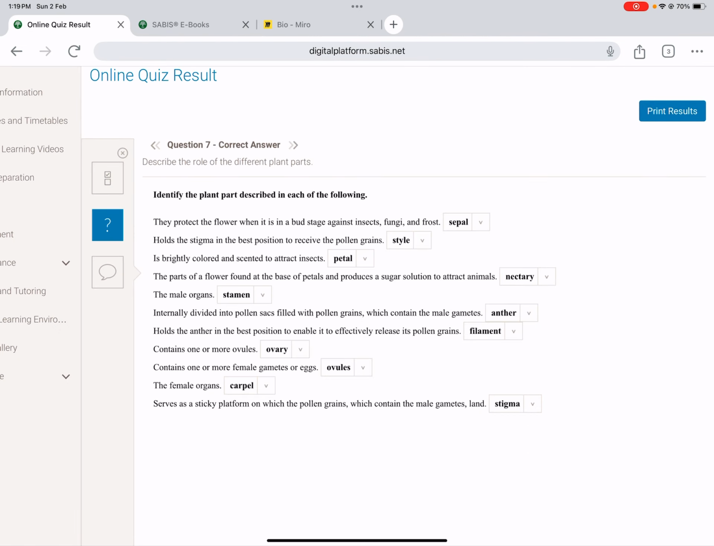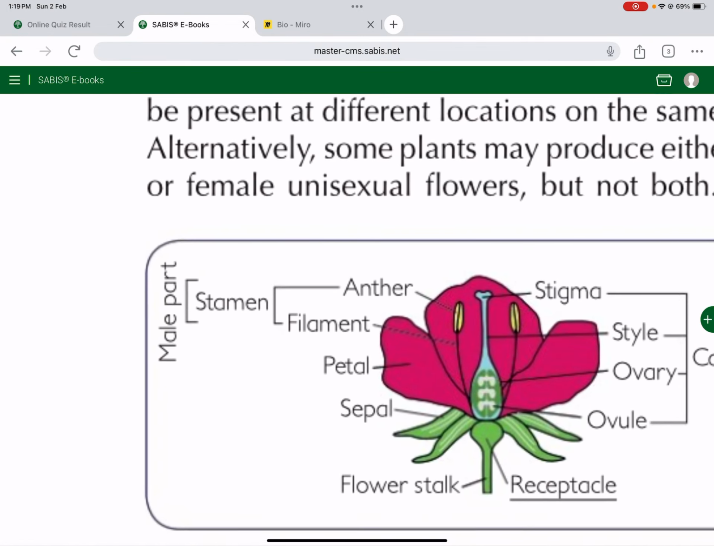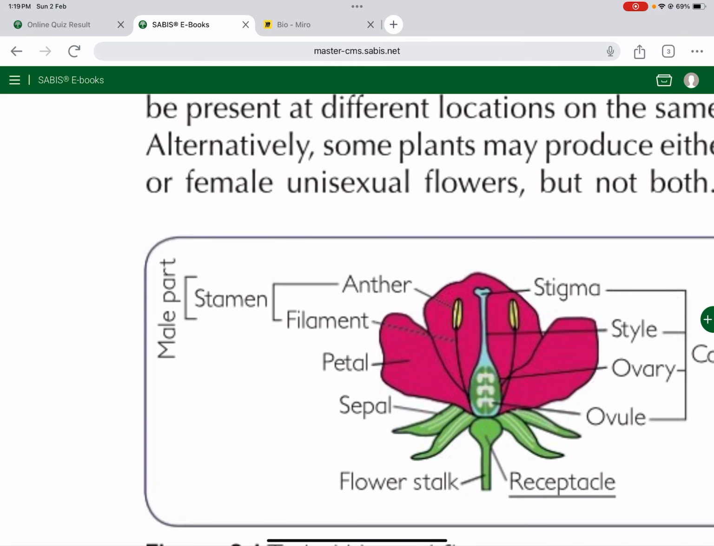It's brightly colored. Whenever you see brightly colored, it's the petals. Found at the base of the petals and produces a sugar solution. Whenever you see sugar solution, directly think of nectar, so nectary. The male organs, we said the stamen, which contains the anther and the filament. Pollen sacs, you're directly going to be thinking about the male part, which is the anther. What holds the anther in position? As you guys can see, it's the filament holding the anther where the pollen grains are going to be found.